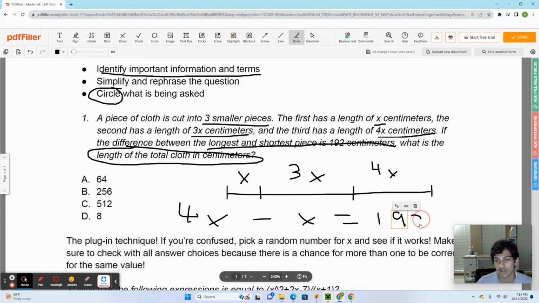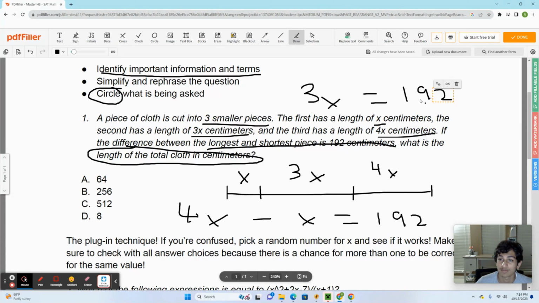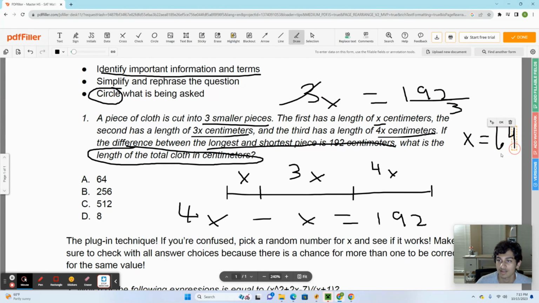So we just have to subtract them. 4x minus x is just 3x. So 3x equals 192 centimeters. We can simply solve for x by dividing both sides by 3, and that gets us x equals 64. Now, some people might be tempted to pick A and move on, but actually the question is asking what the length of the total cloth is in centimeters.